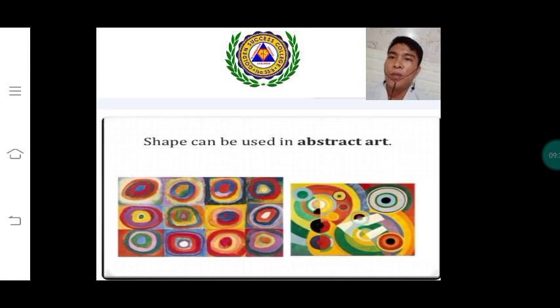Next, shape can be used in abstract art. For example, guys, this is Still Life with Three Pears. The primary abstract shapes include the basic masses of the spheres and a long rectangle that forms the front edge of the tabletop. You can see in the picture, guys, this is the abstract art.